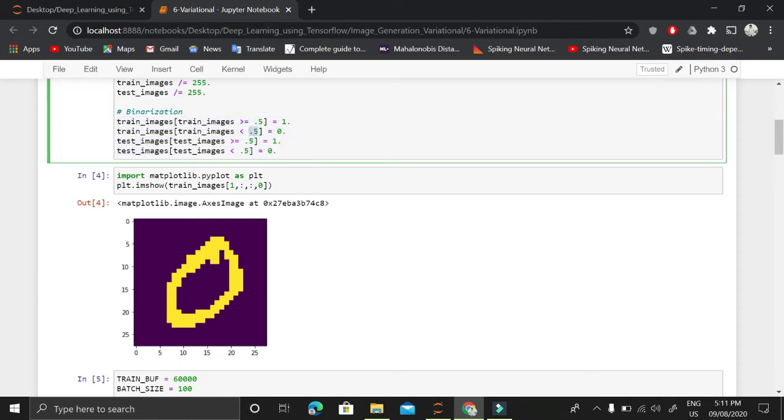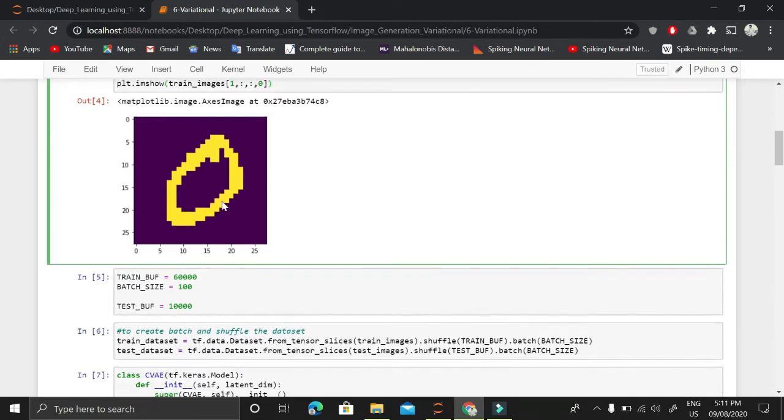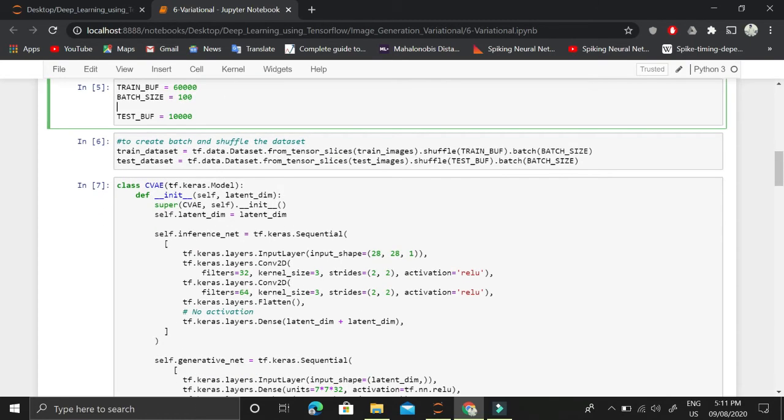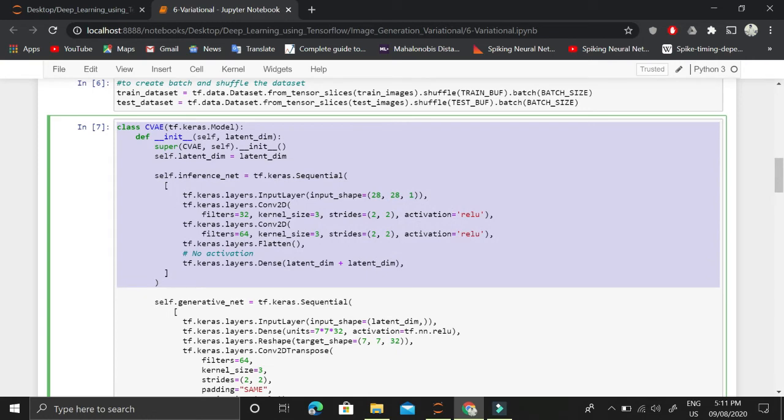Looking at this 0.5 threshold value, after binarization, this is the image for, suppose, the value 0. Then what we will be doing is creating these slices for training and testing, and this is the main part where we are defining all of the details of the convolutional variational autoencoder.